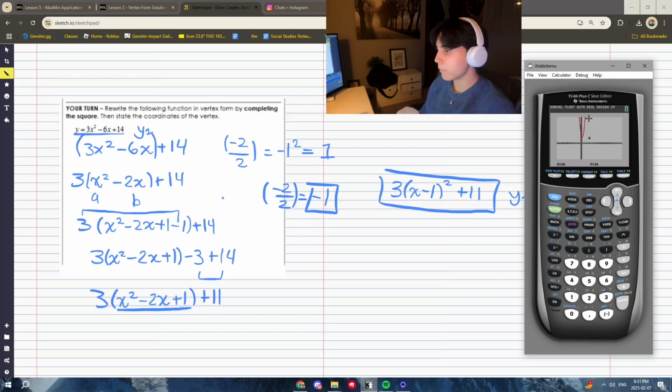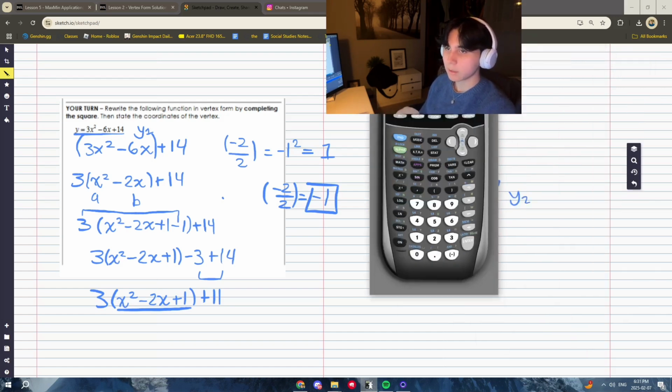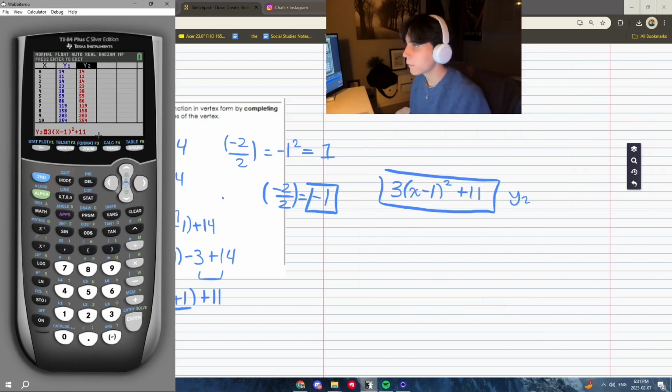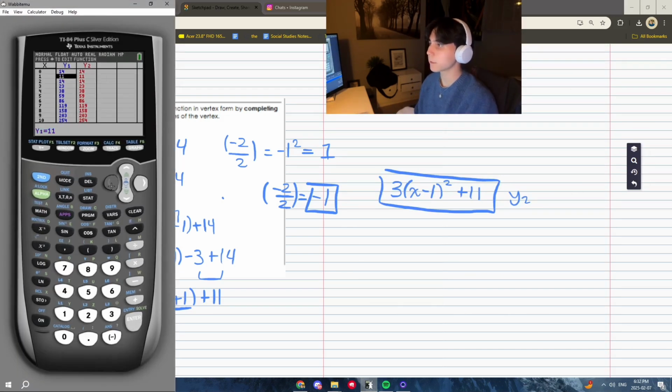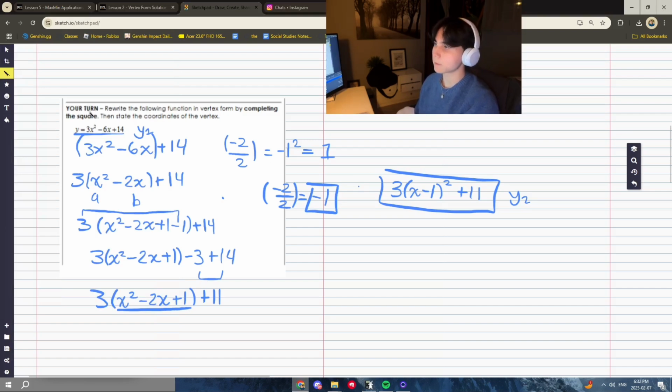And if you don't have a TI-84 CE, what you can do is go second table and then look at your y1 and your y2 values. As you can see, the y1 and y2 values actually match up. And this is due to the fact that they're the exact same line. So where x equals 1, y1 equals 11, and y2 equals 11. Where x equals 0, y1 equals 14, and y2 equals 14. So we know that this is the exact same line, and we completed it correctly.